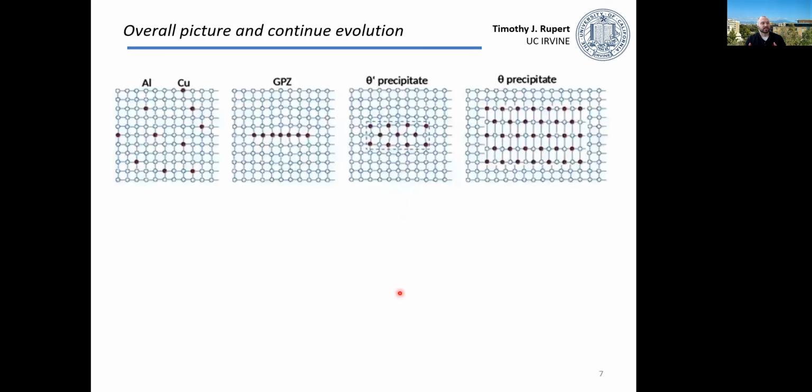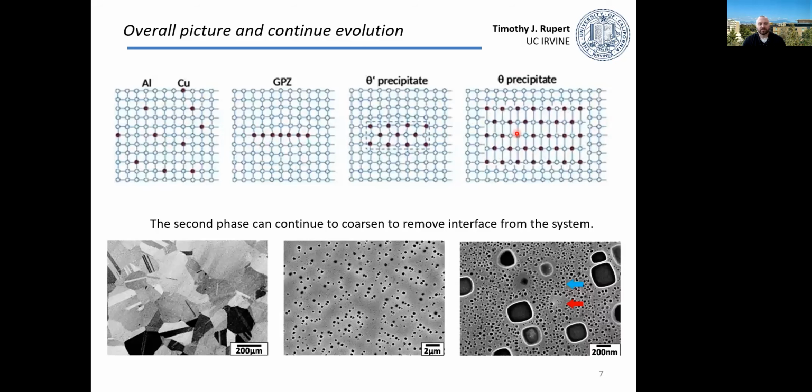So the overall picture of this evolution is that we go from a single phase solid solution to these GP zones that are almost two-dimensional or platelet type phases, to 3D precipitates that are coherent with the matrix. And then eventually we'll get to incoherent precipitates that don't match the matrix and sort of exist totally on their own. Now, the other thing to mention is that even after we step through this process, that second phase can continue to coarsen and grow, right?